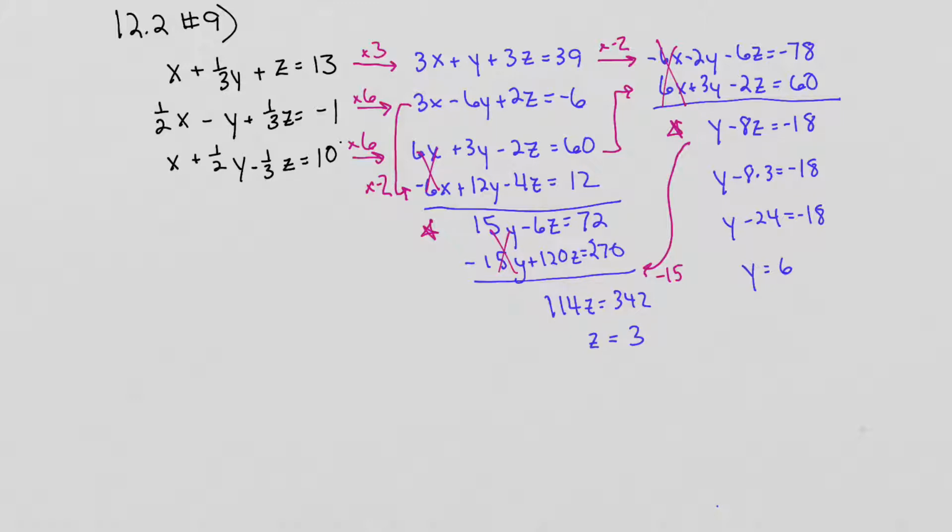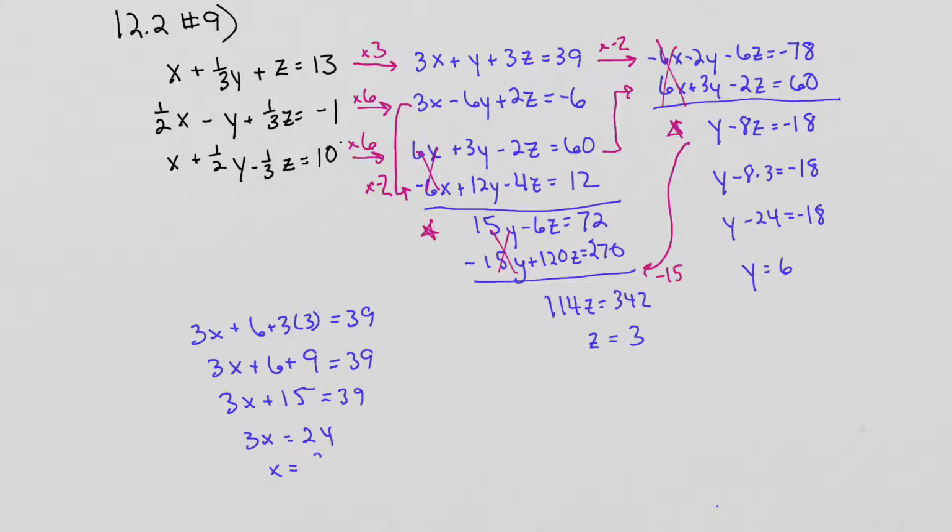You can go to any of the equations that have x and find the x. I'll just go ahead and pick this one at the top right here. I'm not going to pick one with the fractions because I'm not fond of fractions. Okay, so I'm going to fill in. I have 3x plus 6 plus 3 times 3 equals 39. 3x plus 6 plus 9 equals 39. 3x plus 15 equals 39. 3x, let's see, 39 minus 15, that'd be 24. And divide both sides of the equation by 3. x is 8. So the ordered triple is 8, 6, 3.